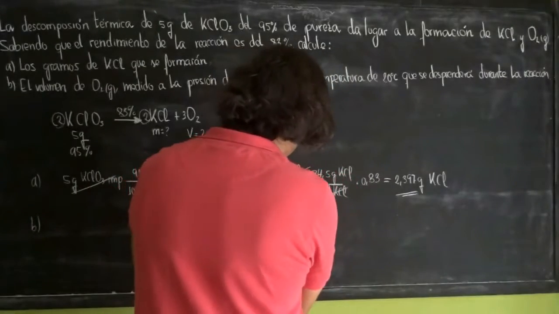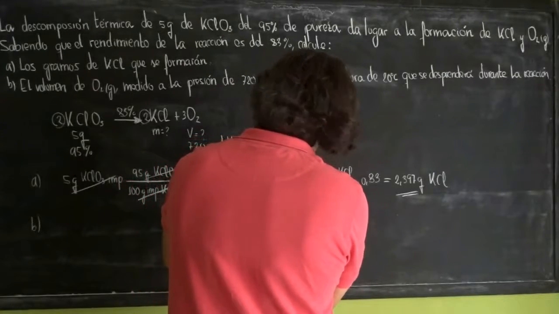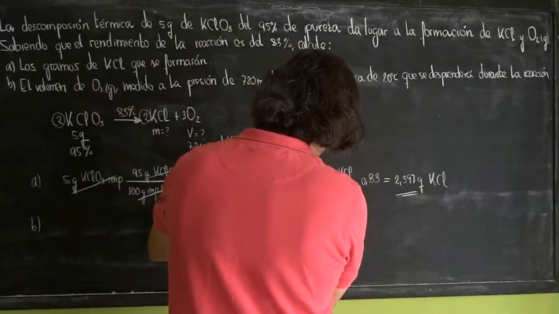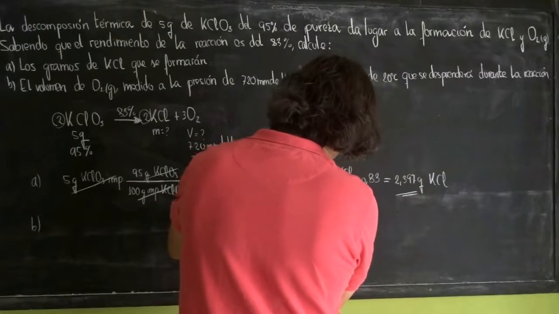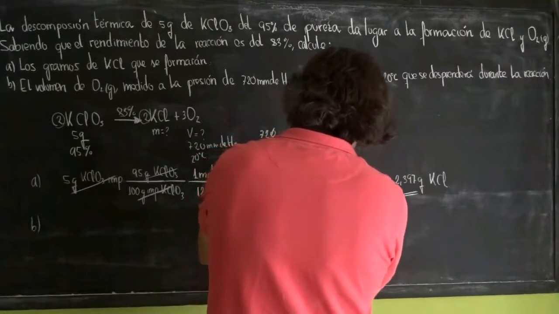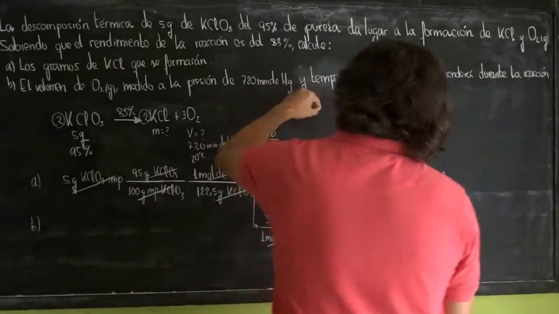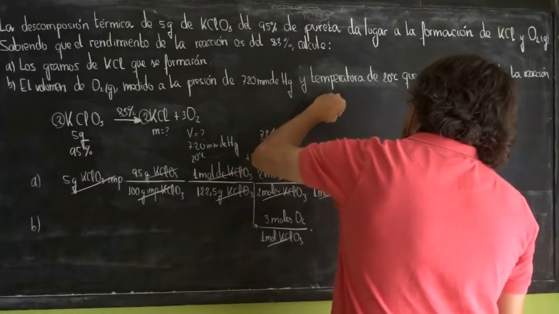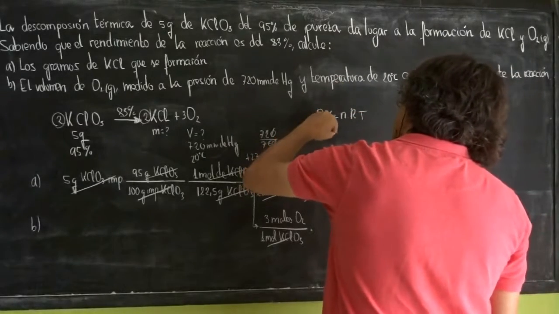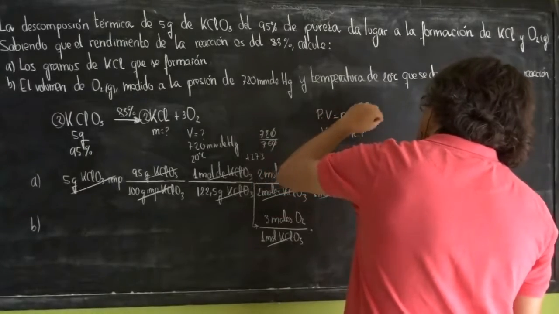Well, the process was the same. We would start from 5 grams, we would calculate 95%, and then we would go to mole. We would have a molar relationship between potassium chlorate and oxygen: if it is 2 moles of KClO3, we get 3 moles of O2, right?